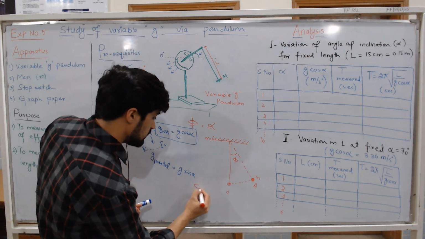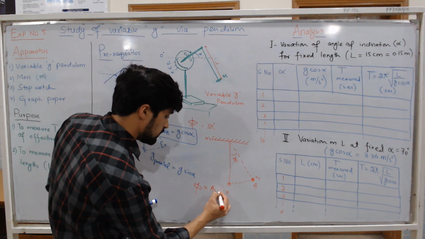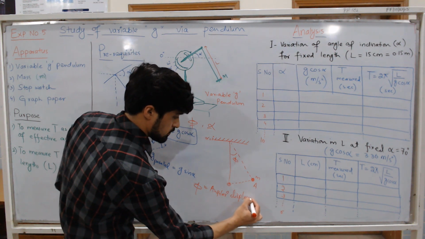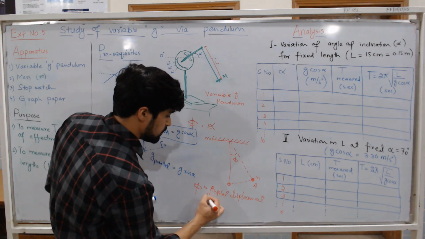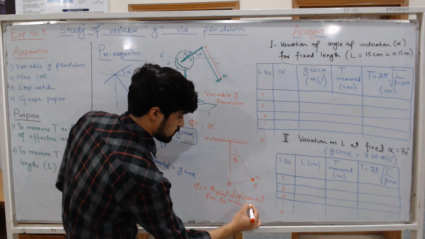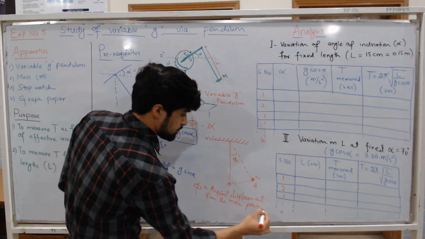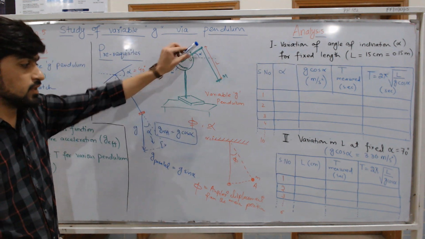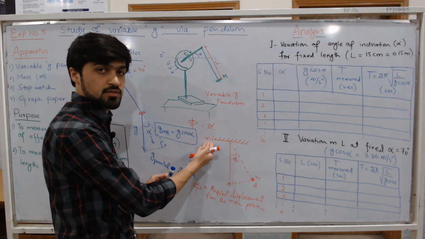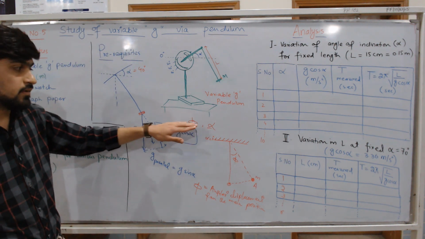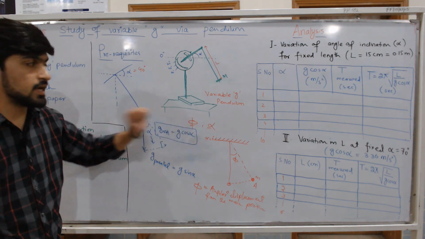Phi is the angular displacement from the mean position. And this alpha is actually the angle of inclination. So in this case, the angle of inclination is 0. So you have to differentiate. You should know the difference between alpha and phi. So this is phi and this is alpha.